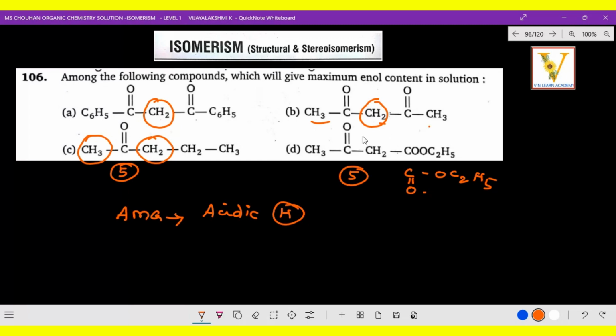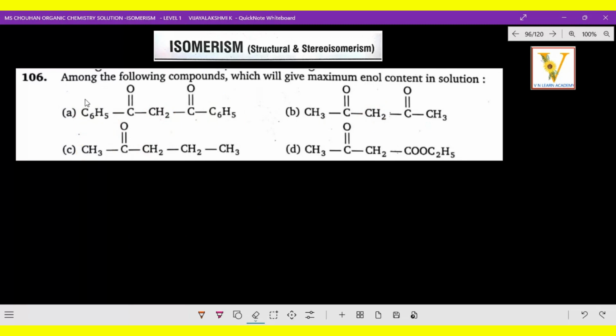But which can provide more resonating structures? 100% the phenyl group is giving more resonating structures. Why? Resonance takes place in the phenyl group, the benzene. There is more resonance comparatively than the aliphatic. This is aliphatic; C6H5 is aromatic. So 100%, here what do we observe? You can identify more resonating structures in that phenyl group only, comparatively, rather than everywhere, right?